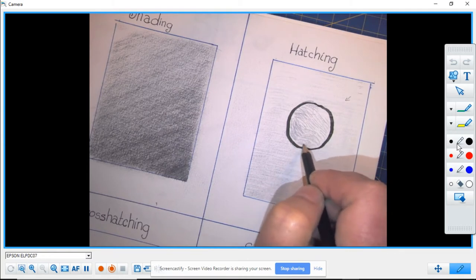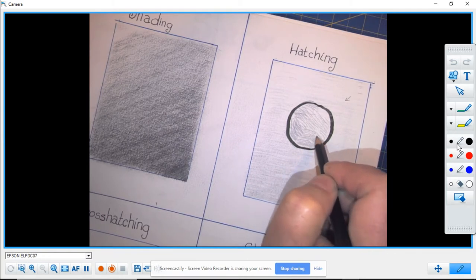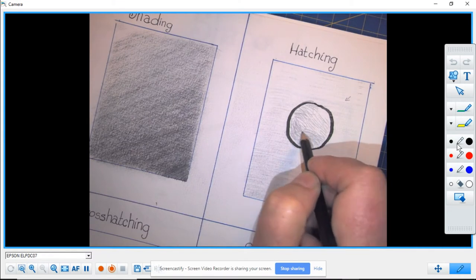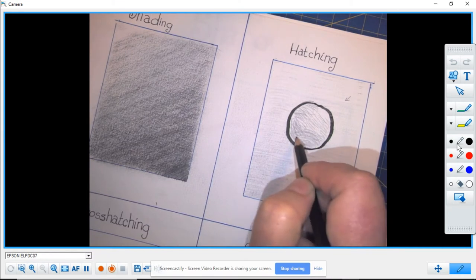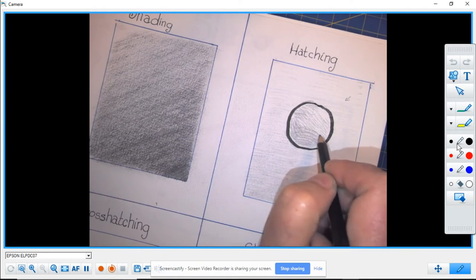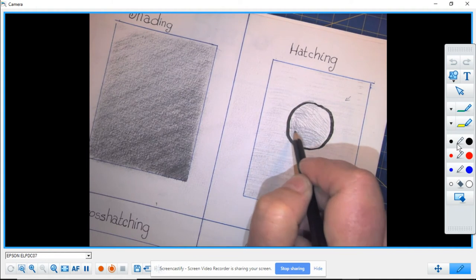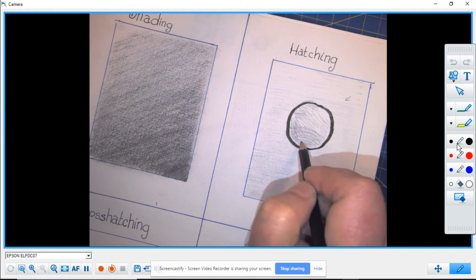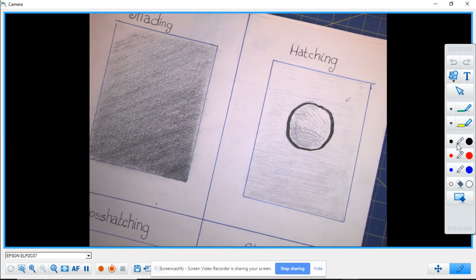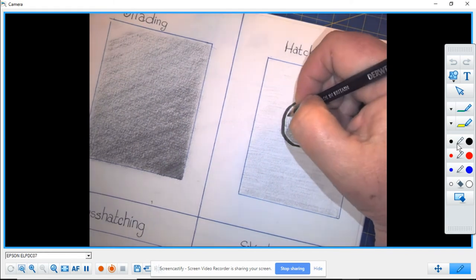And that is how we're going to do our hatching. It's just a series of lines that get closer and closer together as they get further and further away from the light source. Okay?